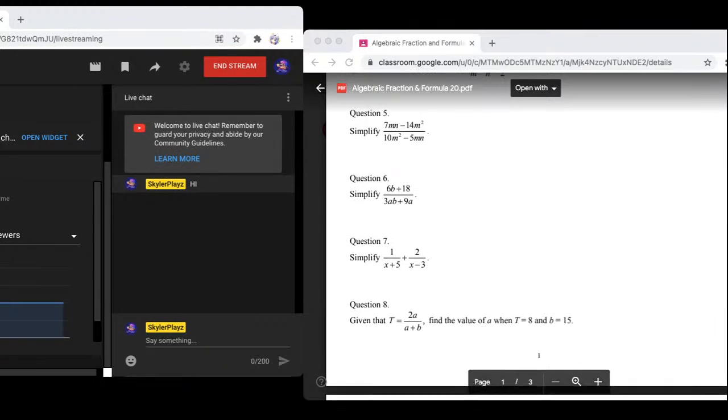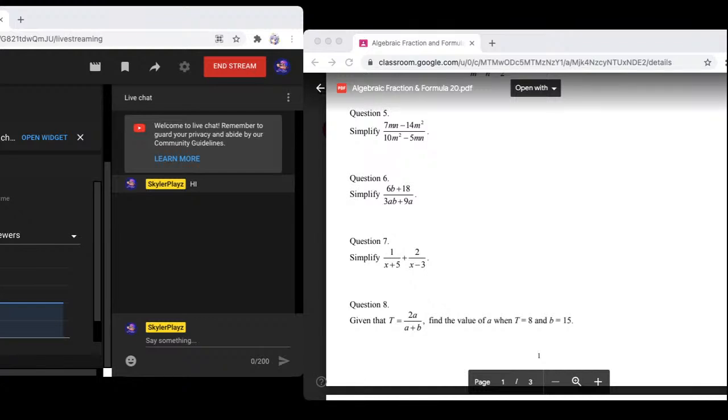And I'm going to explain question 6. 6b plus 18 over 3ab plus 9a. Also factorize. Factorize 6 for the numerator and 3a for the denominator. Cancel out b plus 3 and the common factor 3. Finally, 2 over a, final answer.